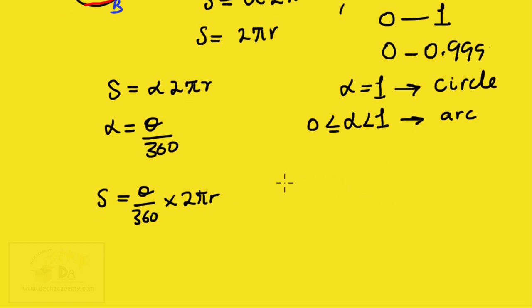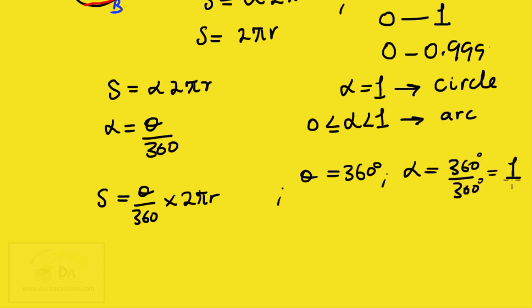Now if you think about it, when theta is 360 degrees, a complete revolution, what's alpha? Alpha is going to be theta over 360, which is 360 over 360. I can put degrees if I want, but all this gives us is 1. When theta is 360 degrees, you have a complete circle, and alpha is 1. The length of the arc formed is essentially the perimeter of the circle.